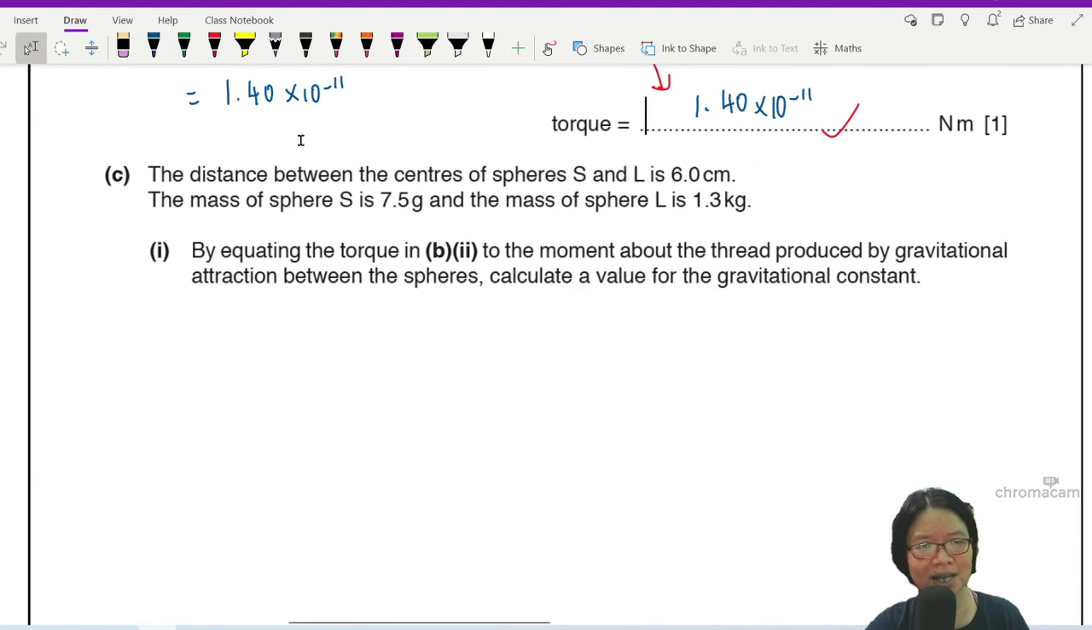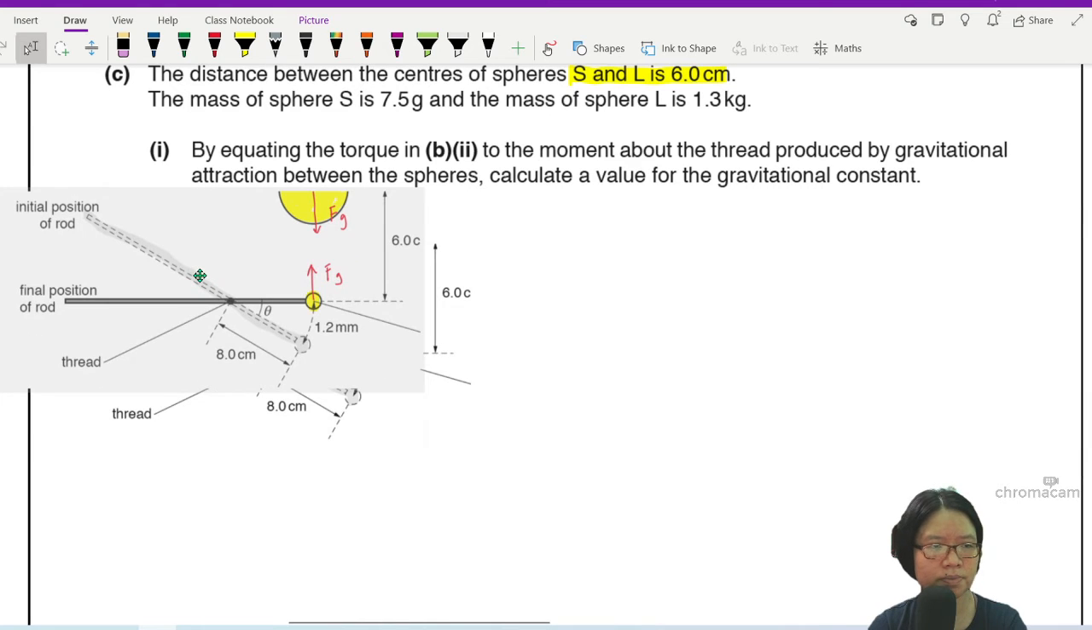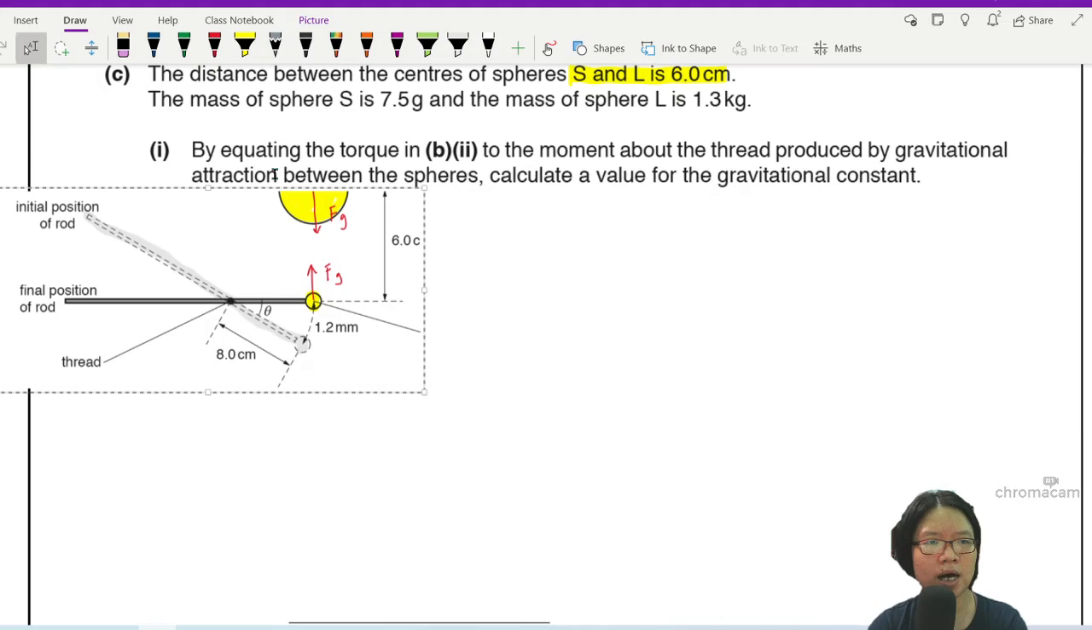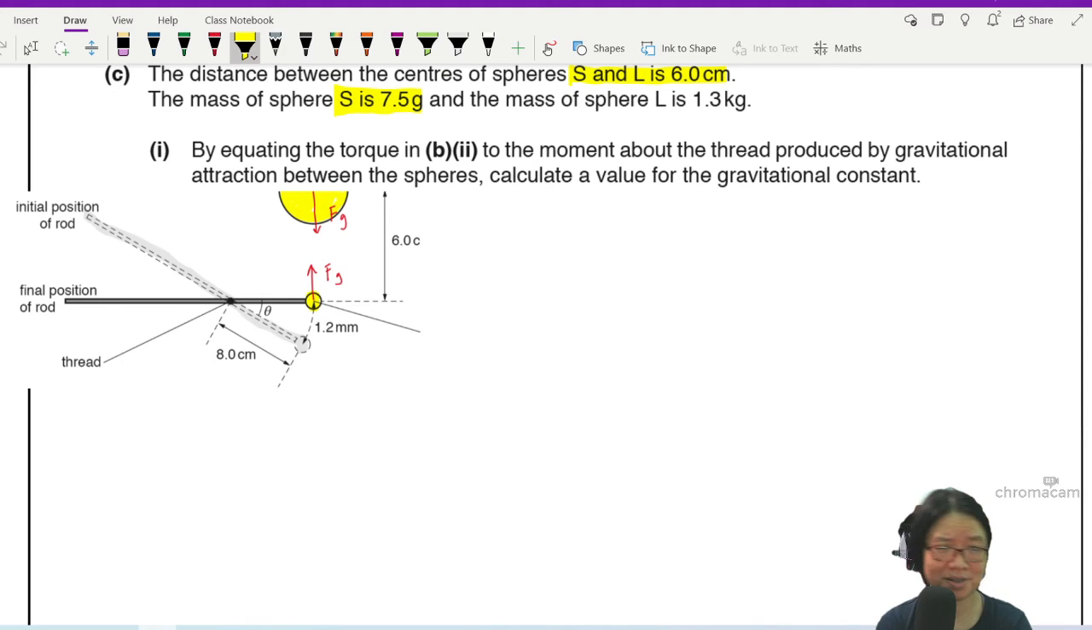Okay, anyway, the distance between the center of the spheres S and L is 6 cm. Yes. So L is placed 6 centimeters away from S. Okay, let me copy this to bring this down so you can see. So L is 6 cm away from S. The mass of sphere S is 7.5 gram. So S is light so that it rotates easily. But the problem with it having a small mass is, although it rotates easily, it also means that it does not have a large gravitational force. So it's like a not so ideal situation. But the mass of S is given, the mass of L is given. By equating the equation in B2 to the moment about the thread produced by the gravitational attraction, calculate a value for gravitational constant. Interesting.